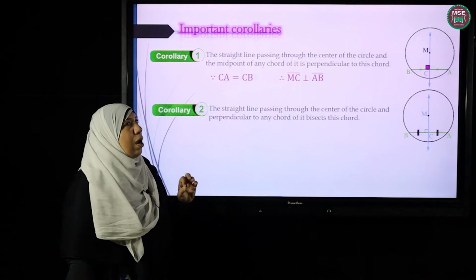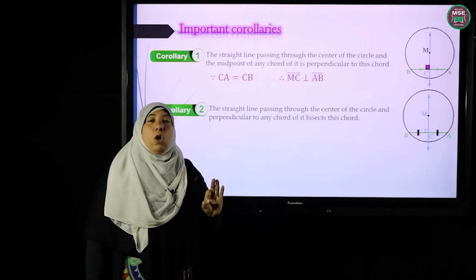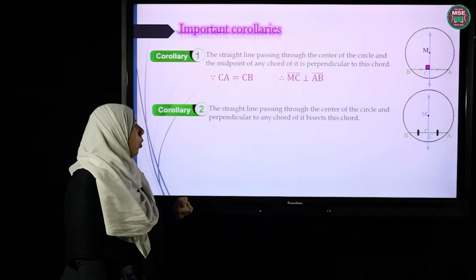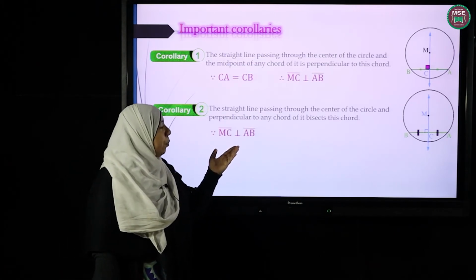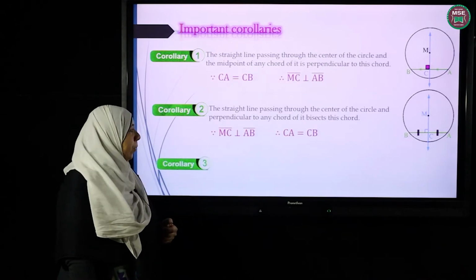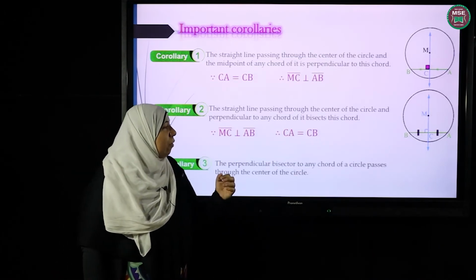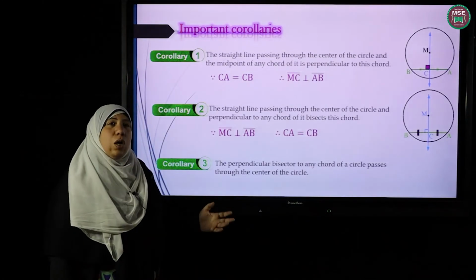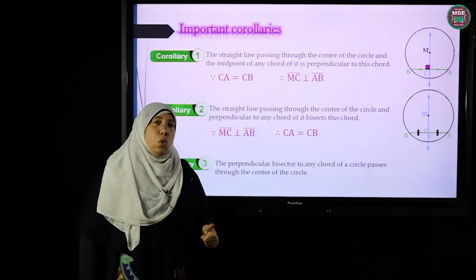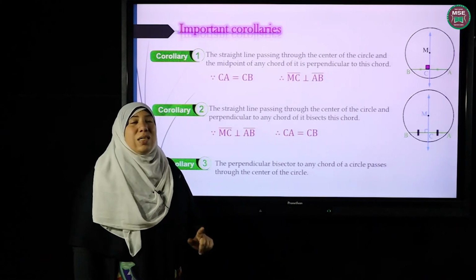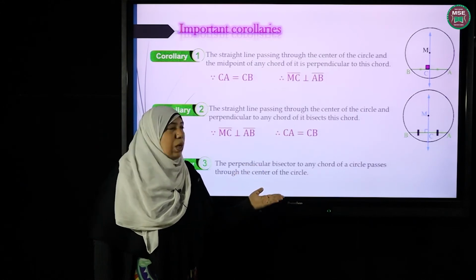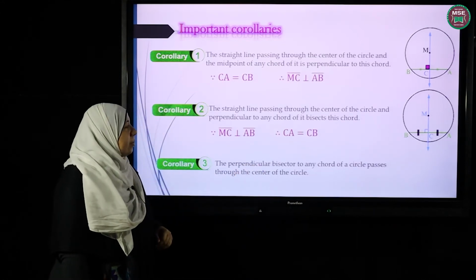So if I draw a line from the center to a chord, perpendicular to this chord, then this line bisects the chord. So again, MC is perpendicular to AB, therefore CA equals CB, or C is the midpoint of AB. Corollary number 3: the perpendicular bisector of any chord passes through the center. It includes 1 and 2. If there is a line perpendicular to the chord and bisecting the chord, then it has to be passing through the center.